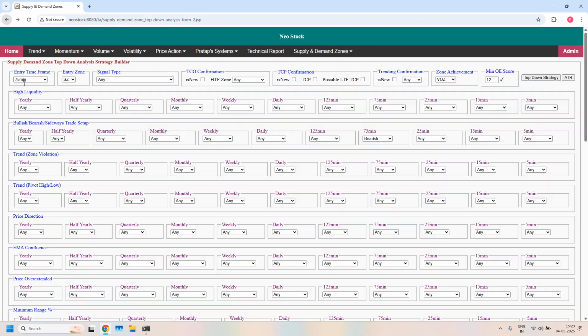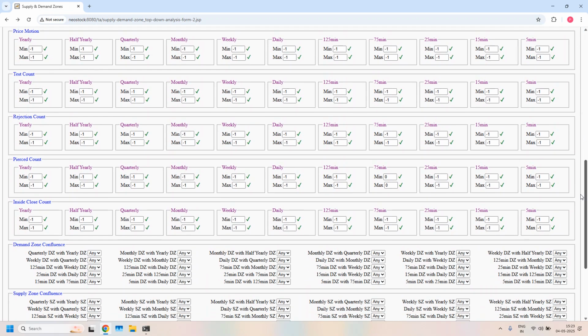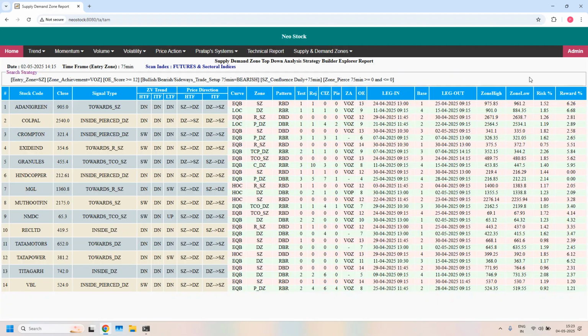First filter is LTF and ITF supply zone confluence. That is 75 minute supply zone with daily supply zone confluence. Enable the filter. So we got 14 stocks. In all 14 stocks, the 75 minute supply zones are overlapped with the daily supply zone. And daily trend is down in all the stocks.